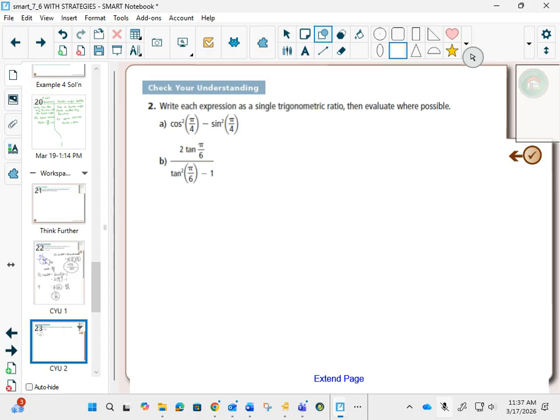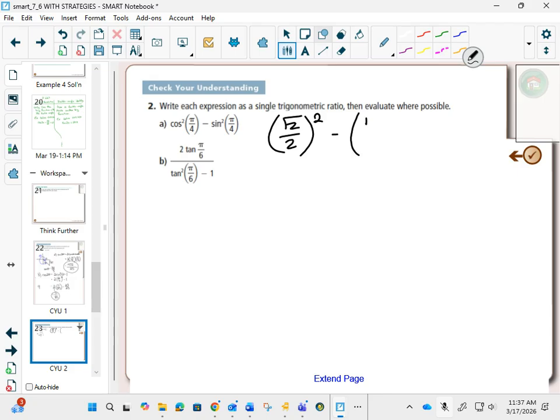Okay? Do you know that cos of pi over 4 is root 2 over 2? And you know that sine of pi over 4 is also root 2 over 2. If I got question A, I would definitely do it like this. Well, if cos of pi over 4 is root 2 over 2, does it make sense that cos squared of pi over 4 would be root 2 over 2 squared? Minus, well, sine of pi over 4 is also root 2 over 2, and if that got squared, this is obviously 0. That's easy mental math.